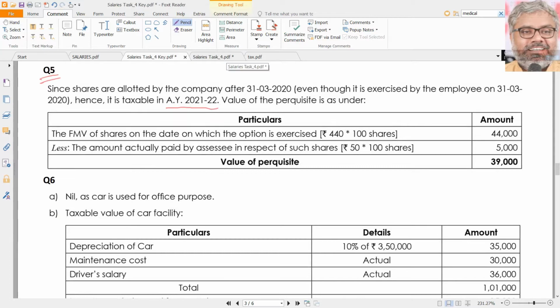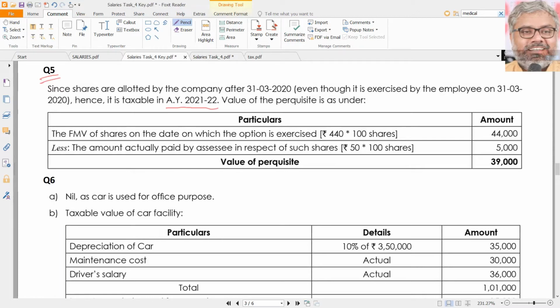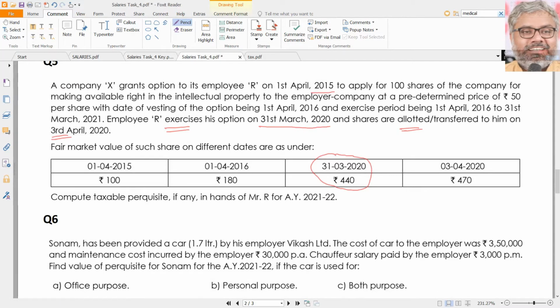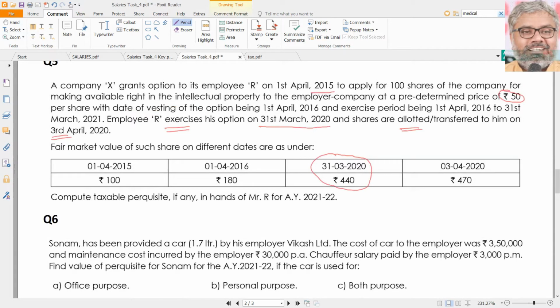But for valuation, we have to remember the provision once again. In that provision, what was clearly given is, the fair market value on the date of exercise of option minus the amount charged by employer shall be the value of perquisite. So what is the fair market value on 31st March 2020? 440 rupees per share. What is the amount actually paid by the employee? That is given, 50 rupees per share. That means 390 rupees per share will be taxable. Like that 100 shares, that means 39,000 rupees is the value of perquisite.